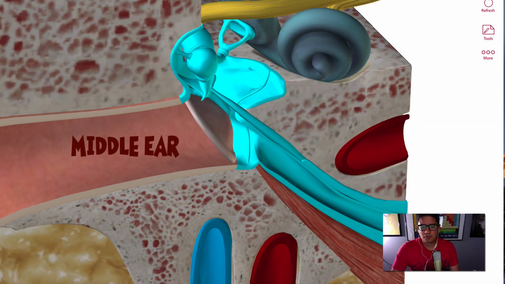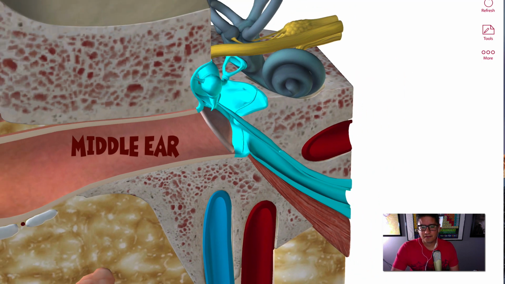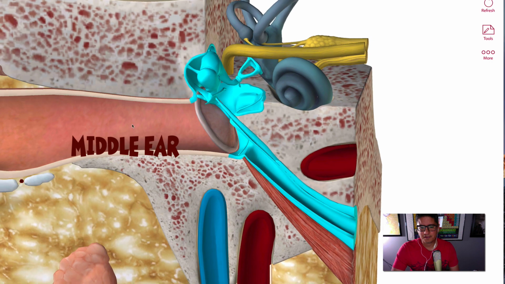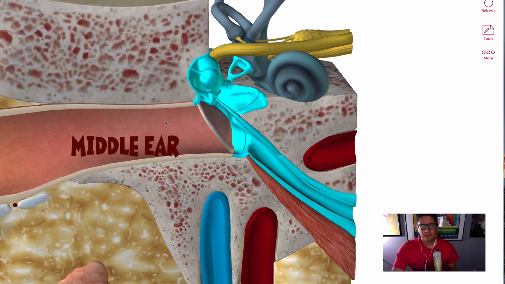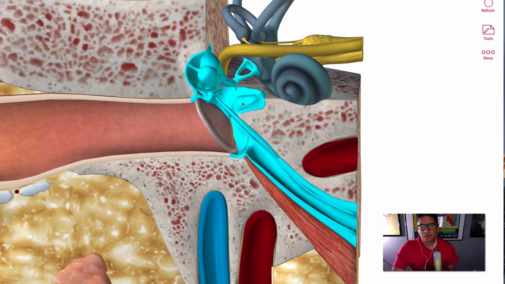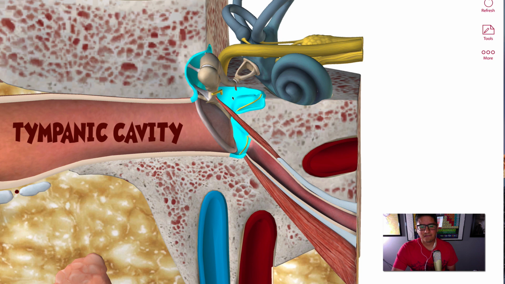In this video, I'm going to be discussing the middle ear. The middle ear I have highlighted here in blue, as you can see. I want to discuss a few features of the middle ear. The middle ear is called the tympanic cavity.